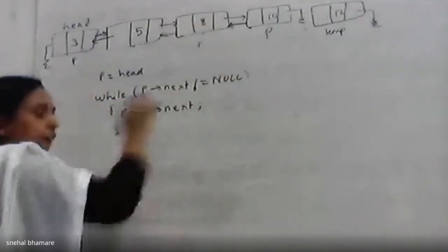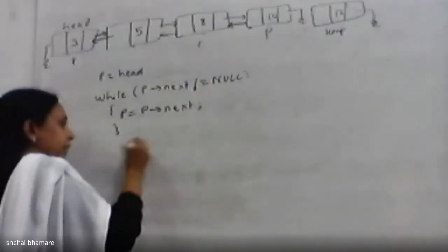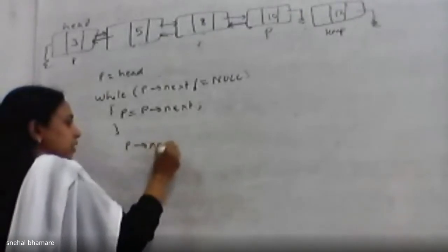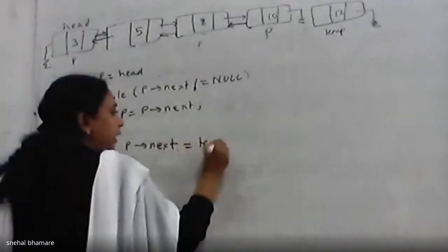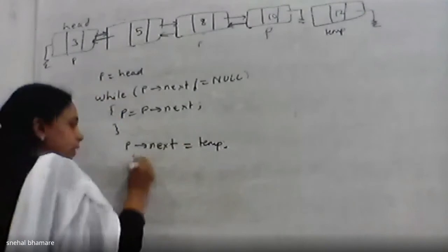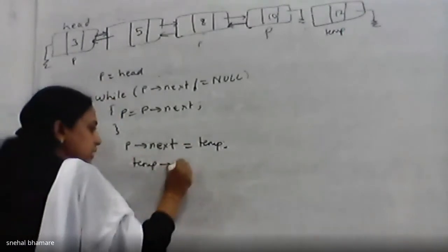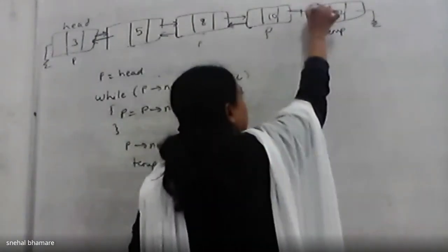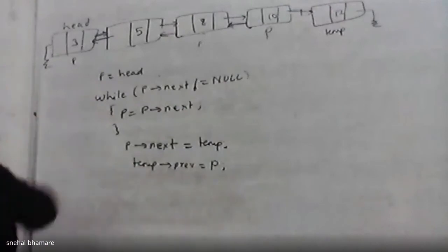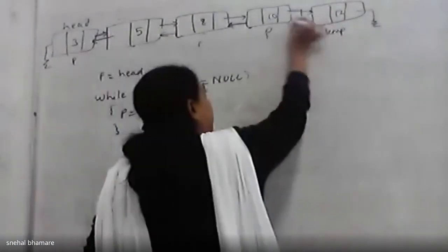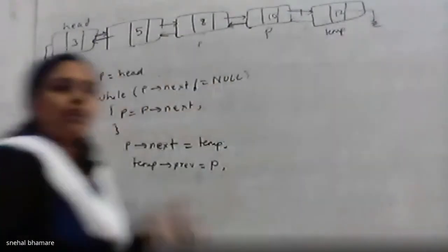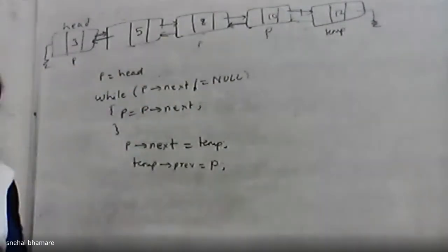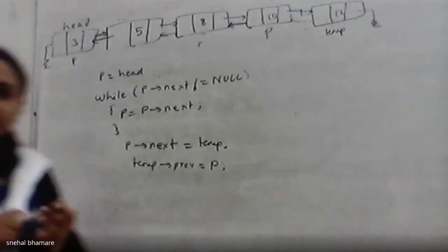After it has reached the last location, our statement will be P next is equal to the newly created node, that is temp, and temp previous is equals to P. So P next is equals to temp. This next part will point to temp. Temp previous is equals to P, so temp previous will point to P. And we have already made the next part of temp null. So the node will automatically get added at the last location. Simple? Got it?